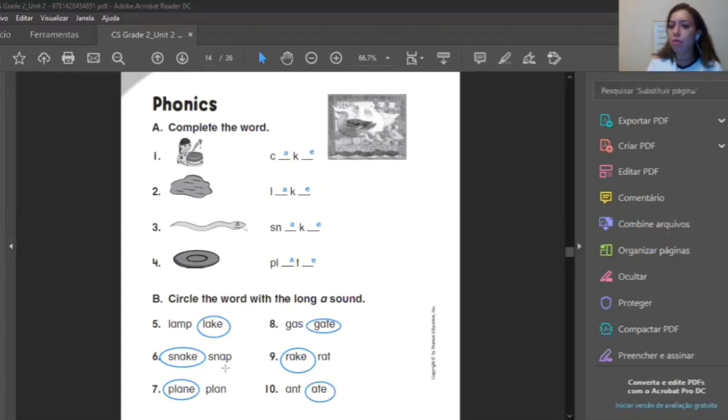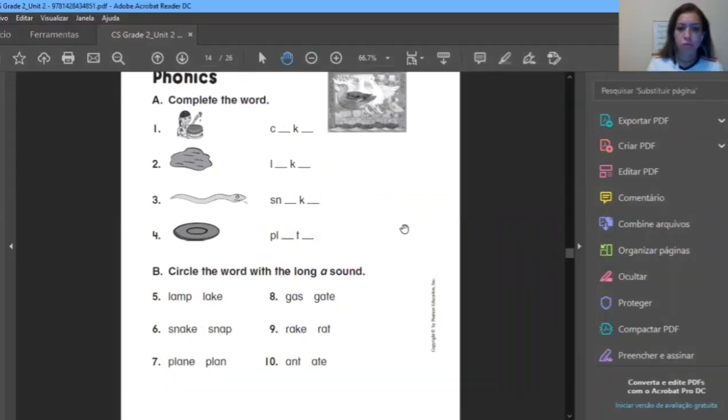Let's repeat the long A sound words again. One more time. Lake. Snake. Plane, gate, rake, eight. Very good.